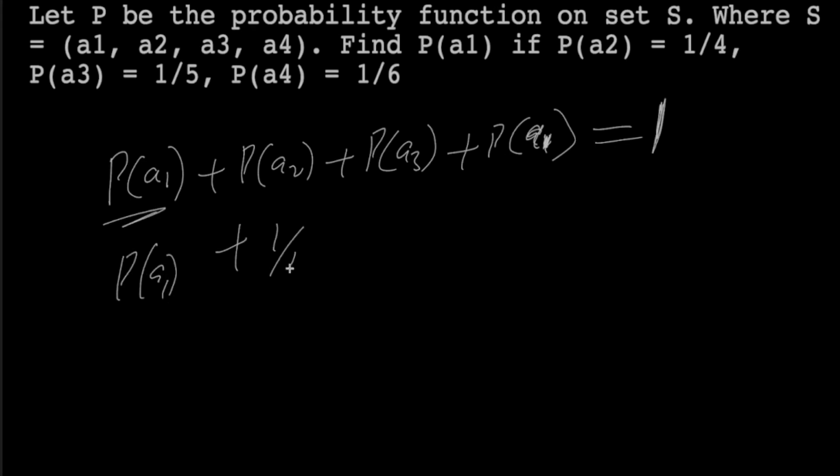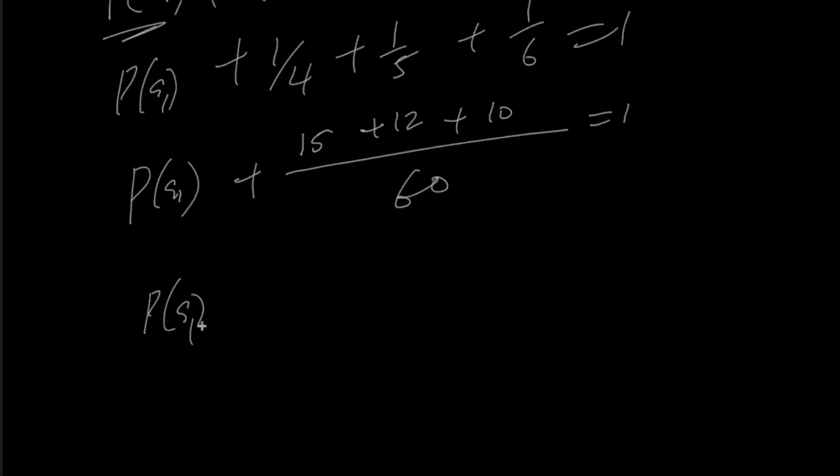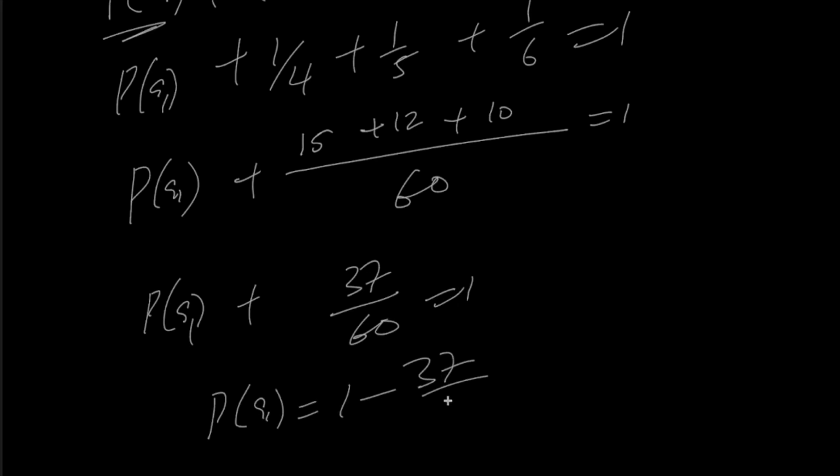As 1/4, this is 1/5, this is 1/6, equal to 1. Just find this. It's equal to 1 minus. Okay, before that, let's work on this. This is 60, the LCM. This place is going to have 15. This place is going to get 12. Here you're going to have 10, equals to 1. P(A1). So if you continue, you add all this together, you're going to have what? 37 over 60 equals to 1. So P(A1) is equal to 1 minus 37 over 60.